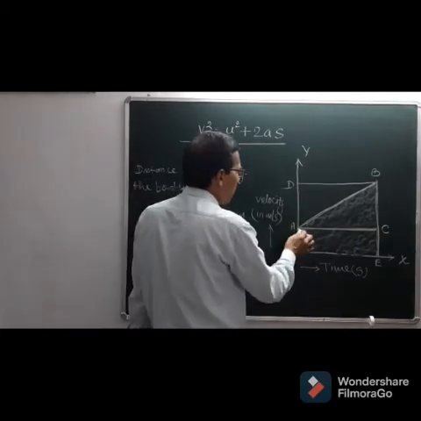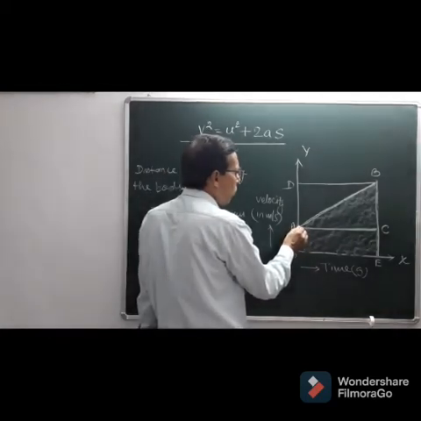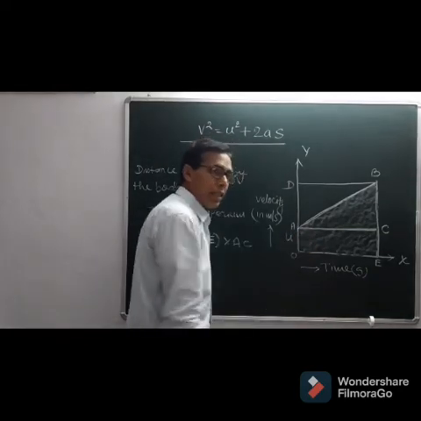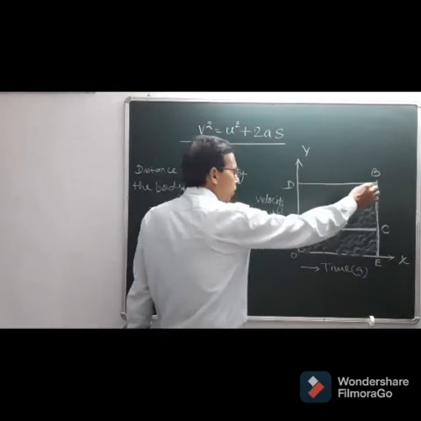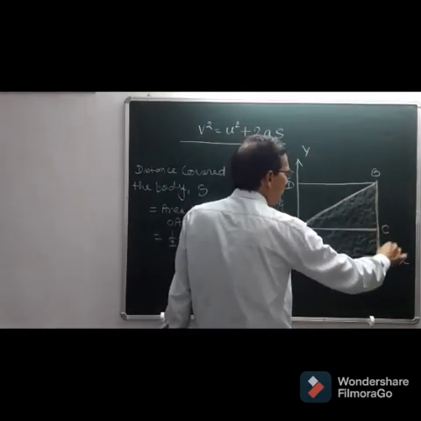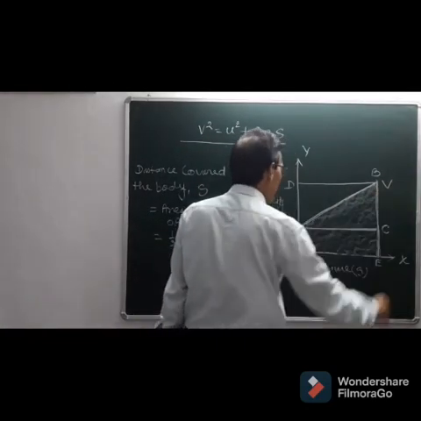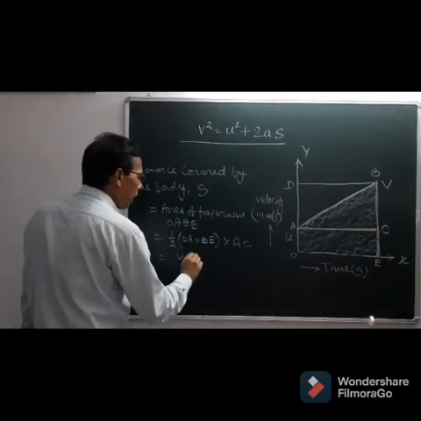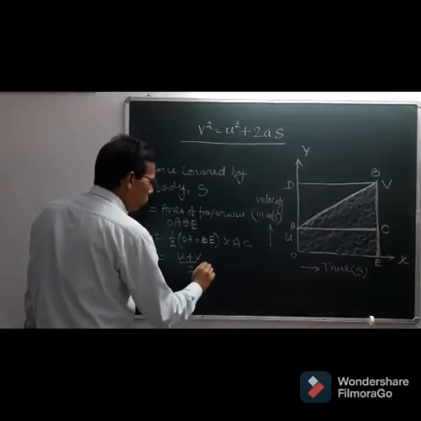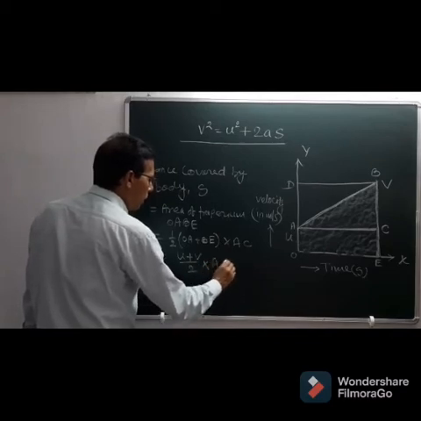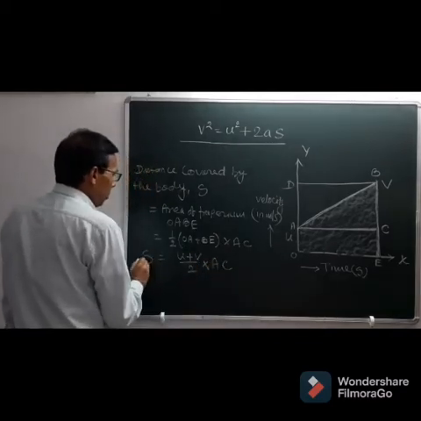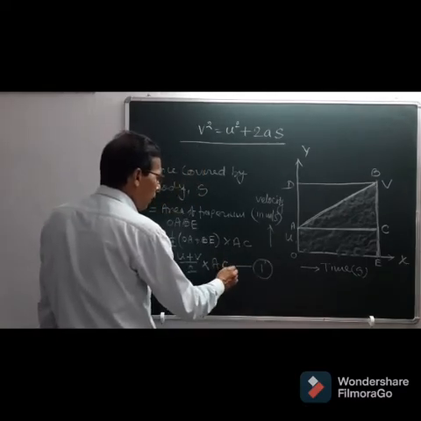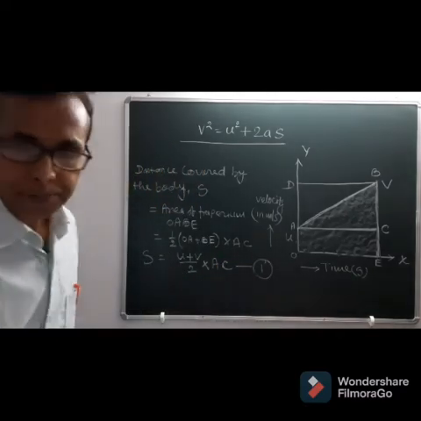In this figure, the body starts from A, so OA represents initial velocity, U. And it stops at the point B, so BE represents final velocity, V. So here (U plus V) by 2 into AC. This is equation 1. So first we have to find the value of AC.